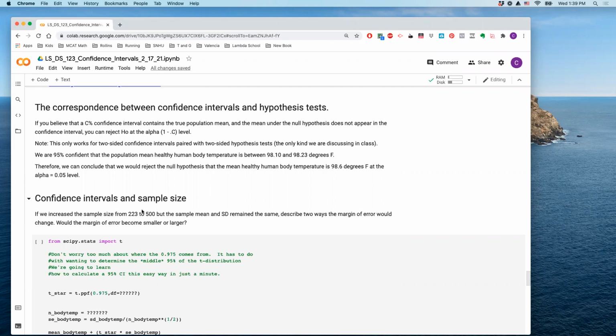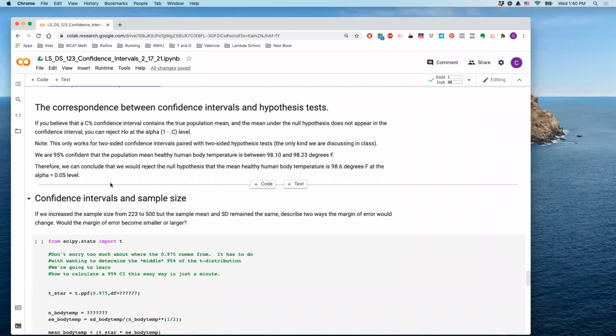So if it's a 95% confidence interval, I can reject at the 0.05 level. If it's a 99% confidence interval, I could reject my null hypothesis at the 0.01 level. If it was a 90% confidence interval, I could reject at the 0.1 level. So like here, thinking about the human body temperature example, I am 95% confident that the population mean healthy human body temperature is within 98.1 and 98.2 degrees Fahrenheit. That's my range of what I think is a good guess about mean healthy human body temperature.